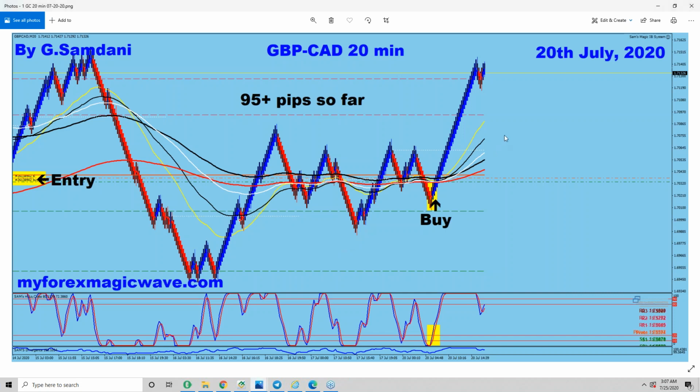So let's get started. This is the first trade of the week on the 20th of July, and this is the pound CAD 20-minute chart. It was expected to go up and went up. Very nice setup, Magic IB setup.